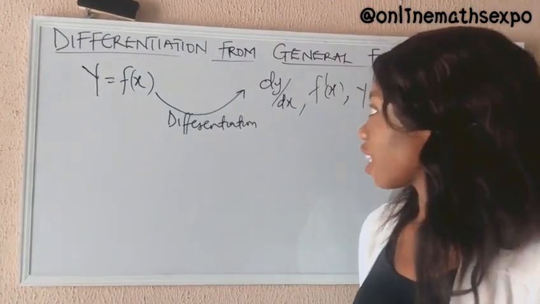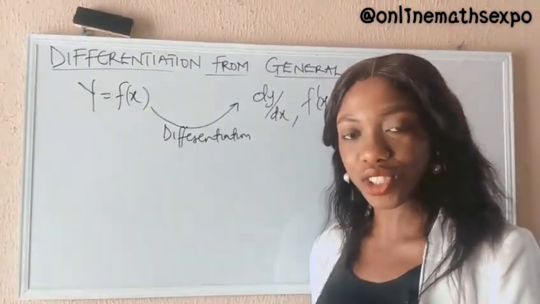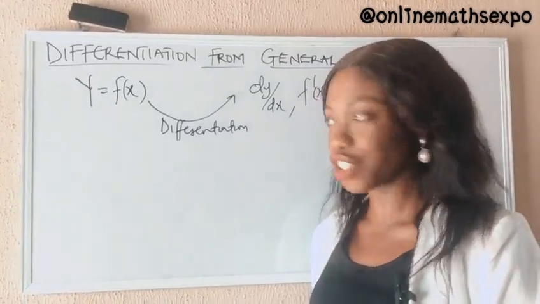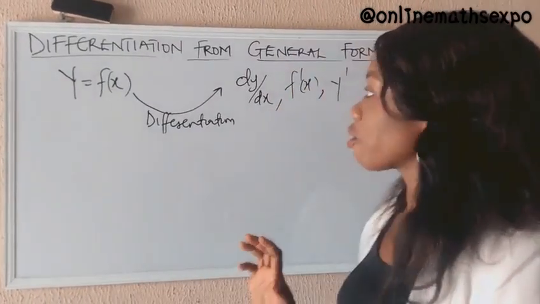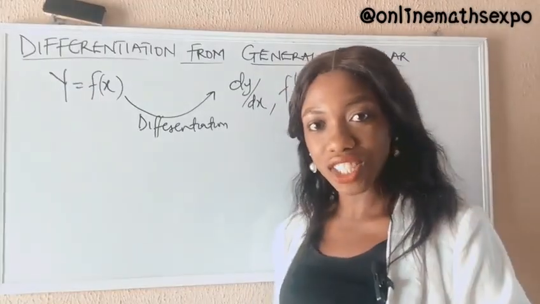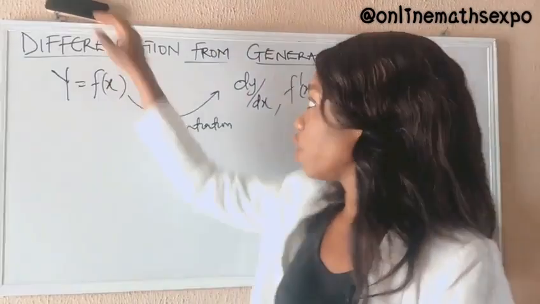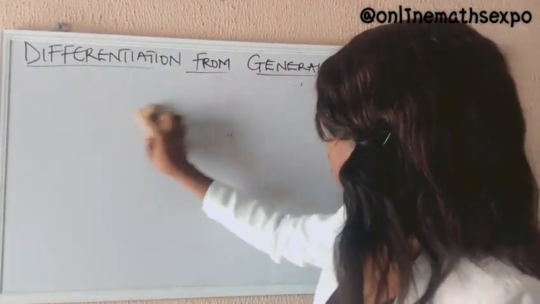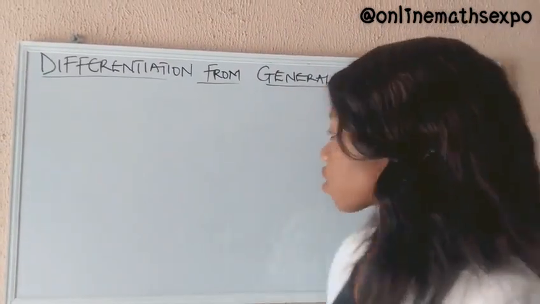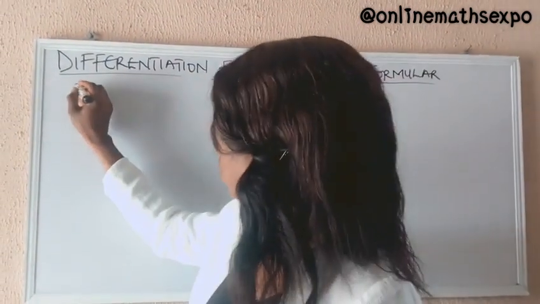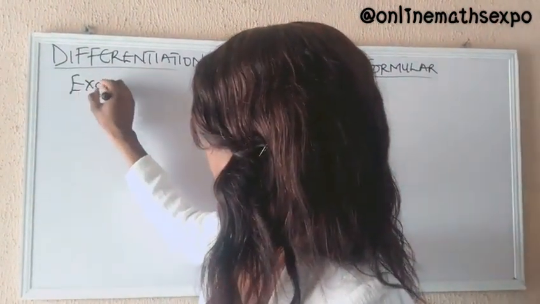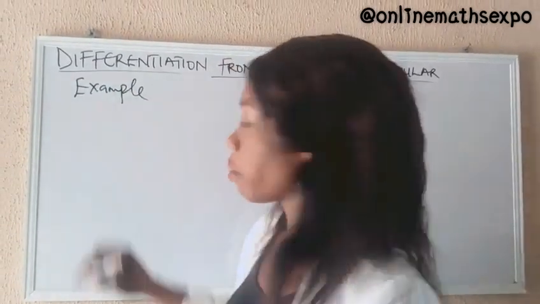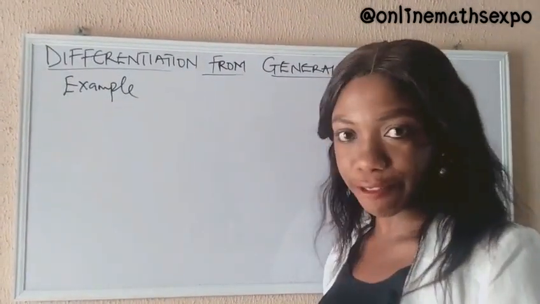Okay, now that we have understood what we meant by differentiation as simply rate of change, now we want to look at how to differentiate using the general formula. And when do we use the general formula? We use general formula on simple polynomial. Now let's look at this. Supposing we are giving example, but before then let's introduce the general formula.